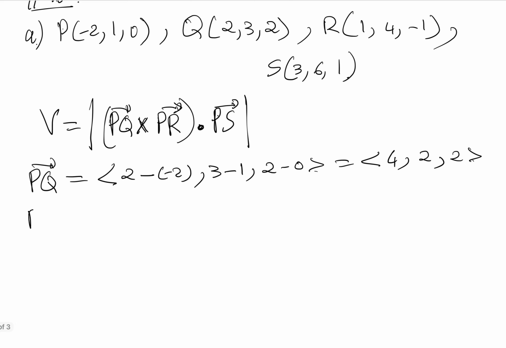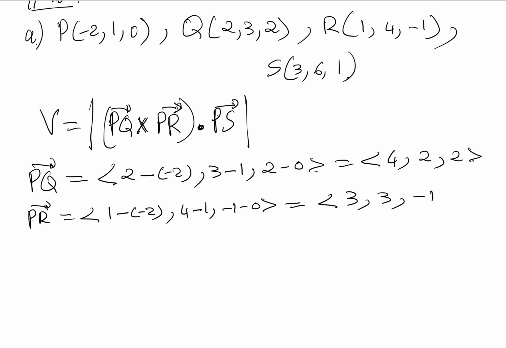The next one is the PR vector. So the PR vector is 1 minus (negative 2), 4 minus 1, and negative 1 minus 0. Let me check to make sure it's correct. Yes. Okay, good. So here I will have 3, 3, and negative 1.